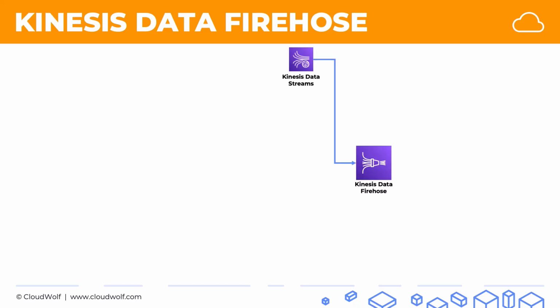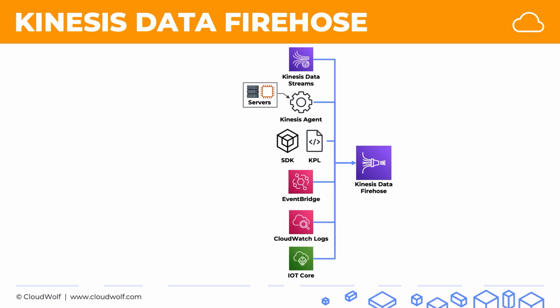Here we've got the sources, which can be Kinesis Data Streams, Kinesis Agent, which you install onto servers, whether EC2 or your own servers, SDK and KPL, where KPL stands for Kinesis Producer Library, and basically any application can use the SDK or KPL to load data into Kinesis Data Firehose. Then we've got some AWS services that natively work with Kinesis Data Firehose, such as EventBridge, CloudWatch Logs, and IoT Core.